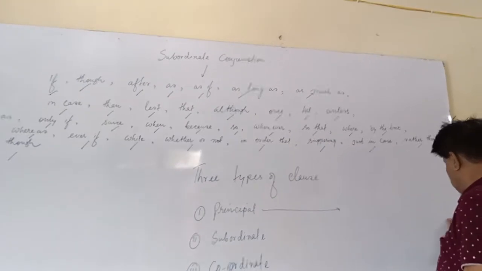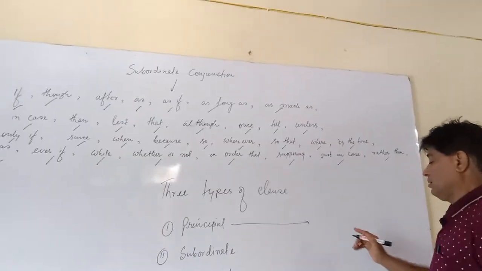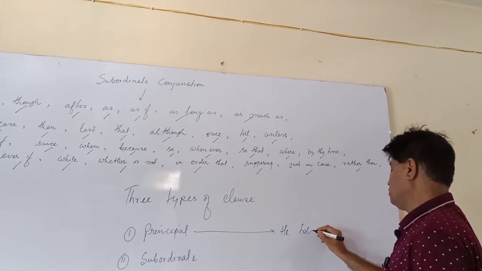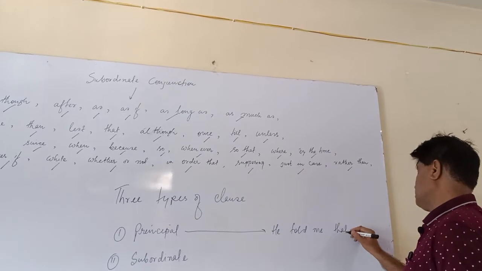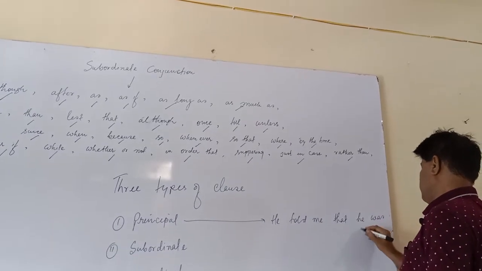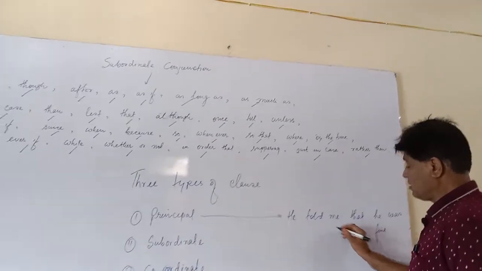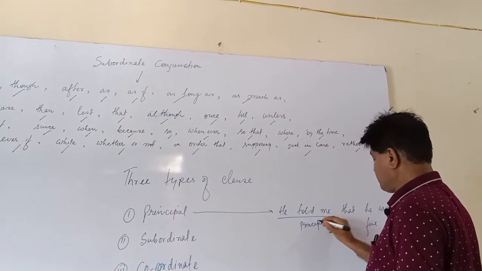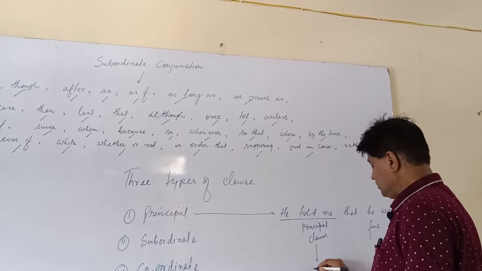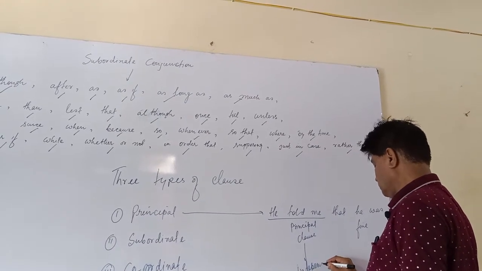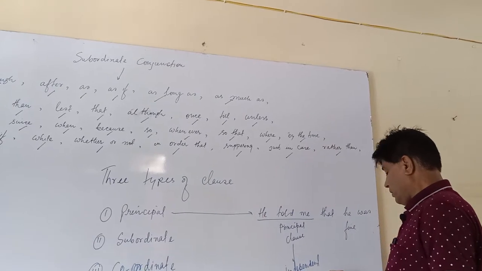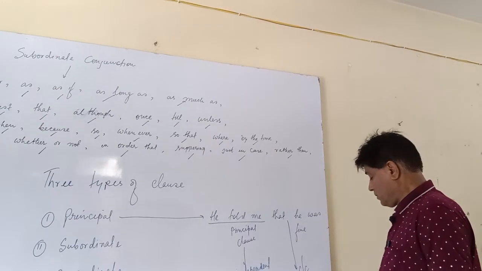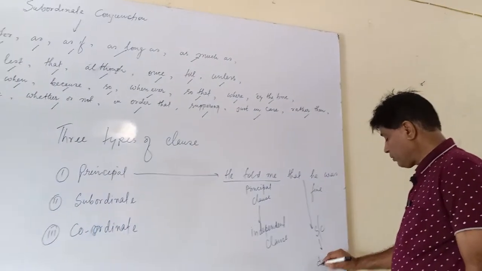Principal clause is giving structure. He told me that he was fine. In this sentence, he told me is called principal clause. Principal clause is called independent clause, and that he was fine is called subordinate clause, and subordinate clause is called dependent clause.